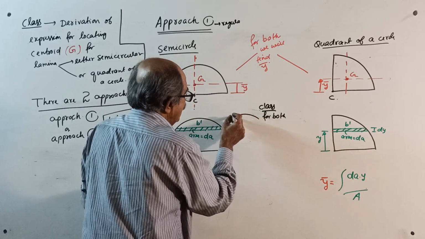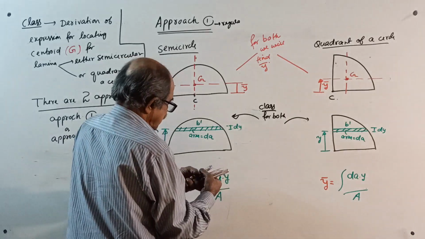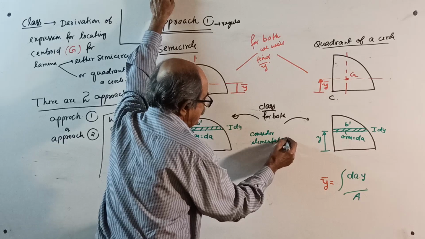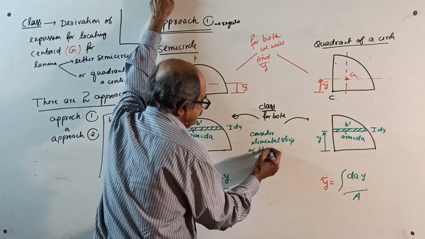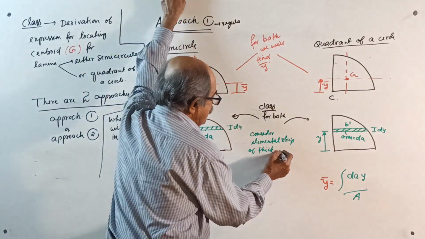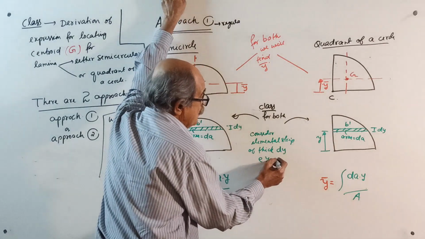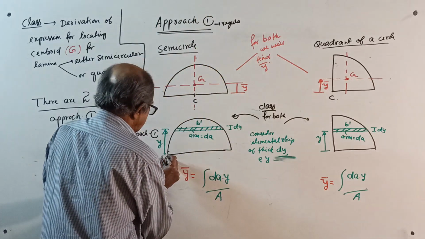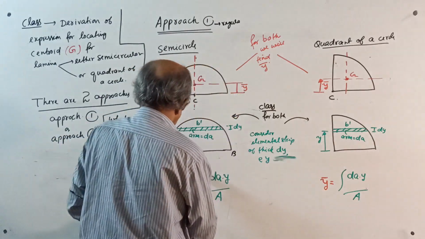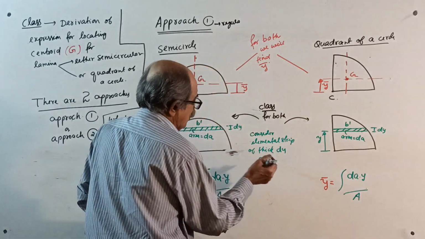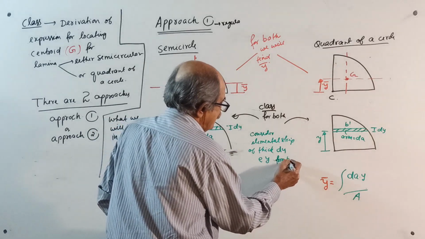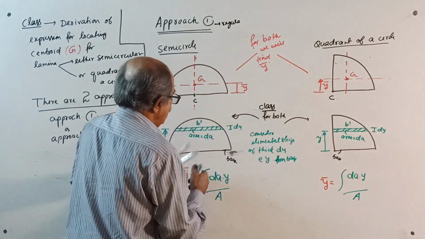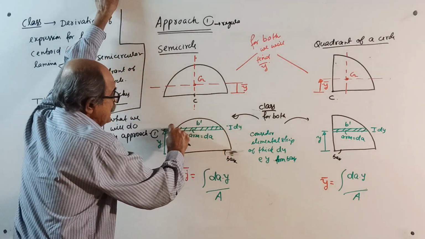For both, semicircle and also quadrant, what we will do is consider an elemental strip of thickness dy, since if you want y bar, thickness should be dy, at y from the base. Imagine this is the base. At y from base, we take an elemental strip of thickness dy.